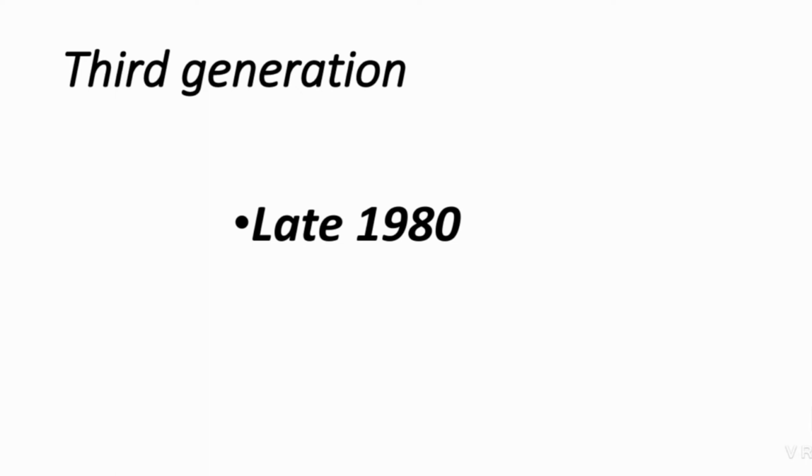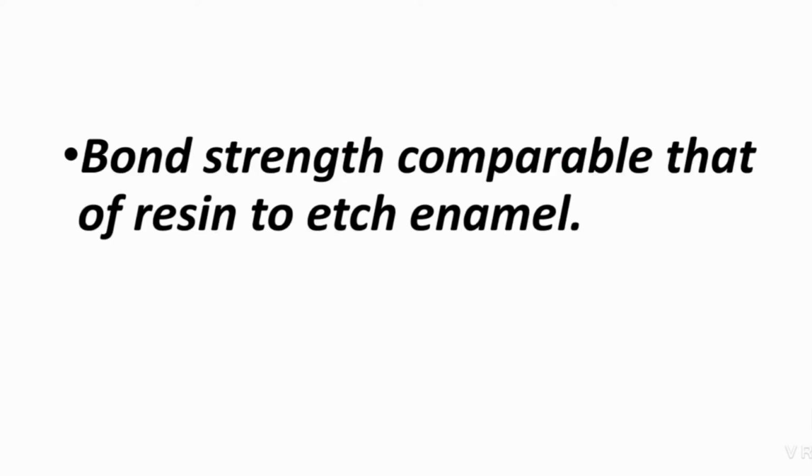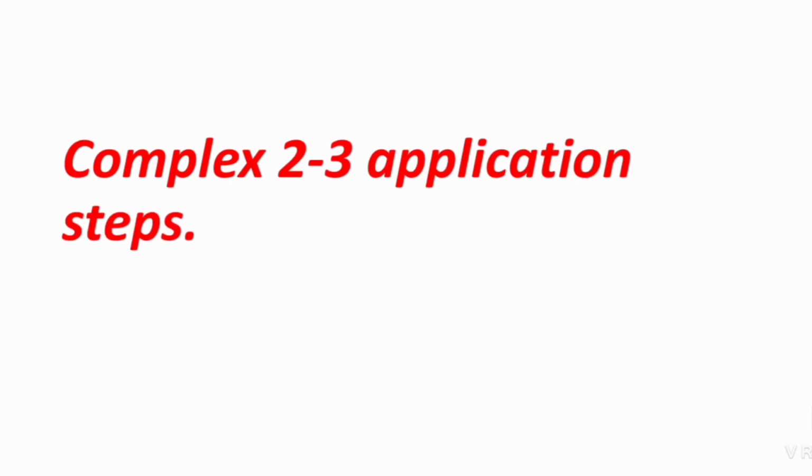Then comes the third generation, used during the late 1980s. This generation of agents made a serious attempt to deal with the smear layer which was formed when dentine is cut. Third generation bonding agents have bond strength comparable to that of resin to etched enamel. However, their use is more complex and requires 2 to 3 steps.